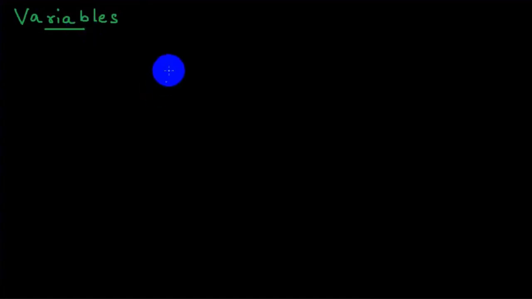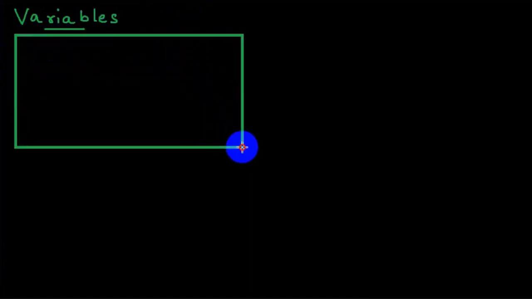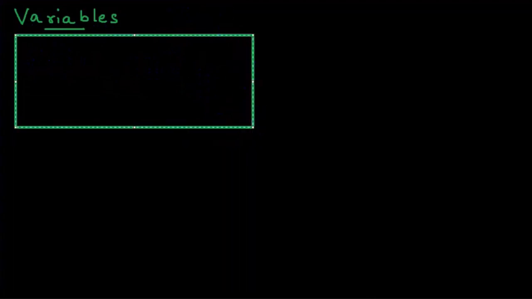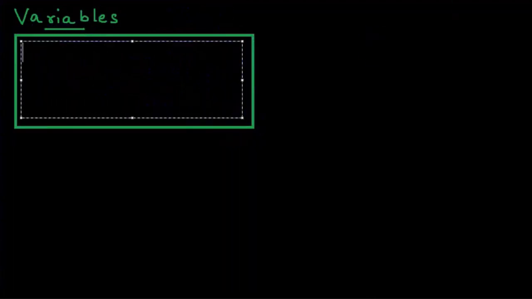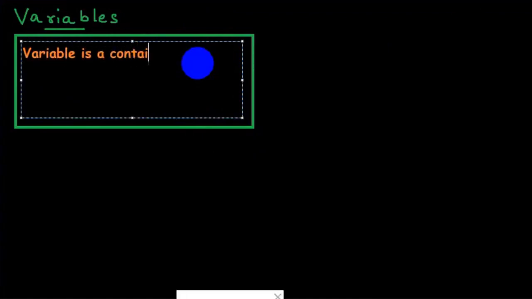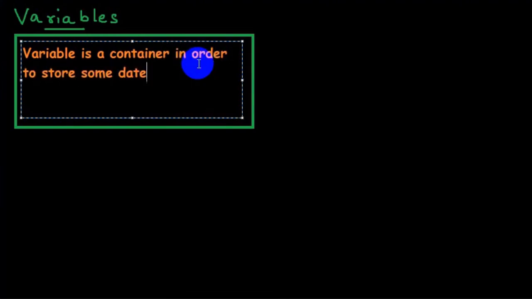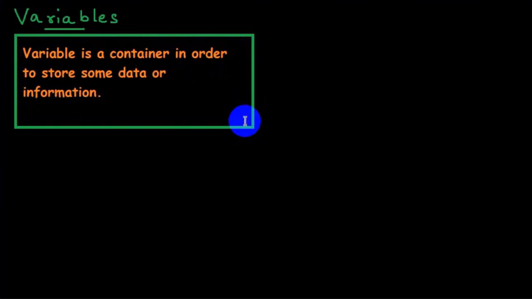So what is a variable, sir? I will tell you. Whenever we talk about a variable, let me write it down over here. A variable is a container in order to store some data or information. So this is the meaning of variable. What is a variable? A variable is a container in order to store some data or information.